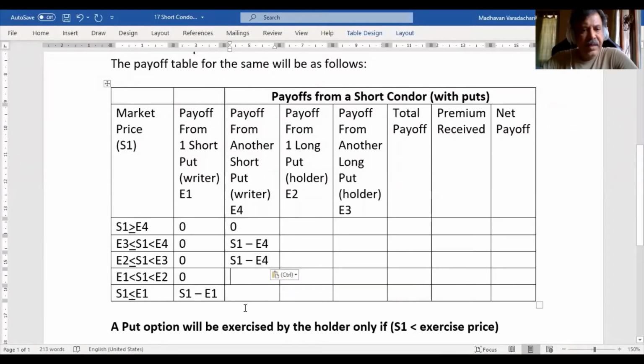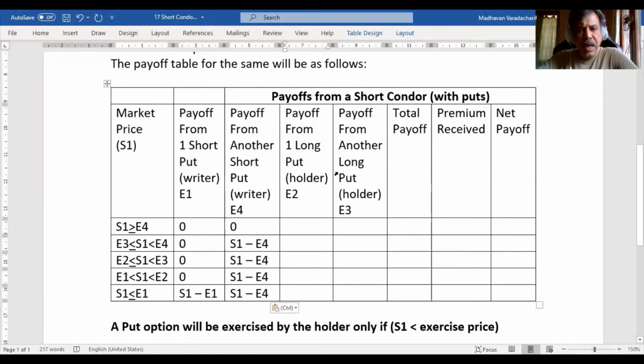Market price is lesser than E2, which means it will be lesser than E4 also. That means his profit will be E4 minus S1, which means mine will be S1 minus E4. Market price is lesser than the least exercise price, which means it will be lesser than E4 also. He will exercise, his profit will be E4 minus S1, which means mine will be S1 minus E4.